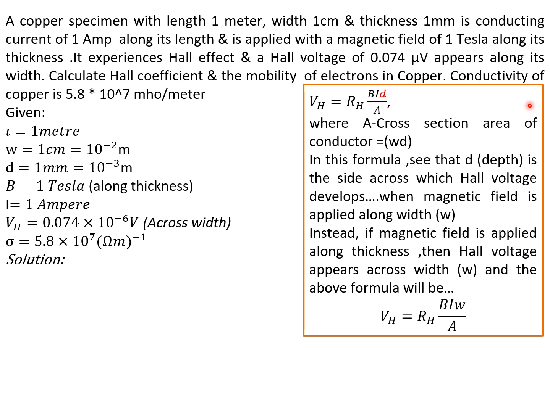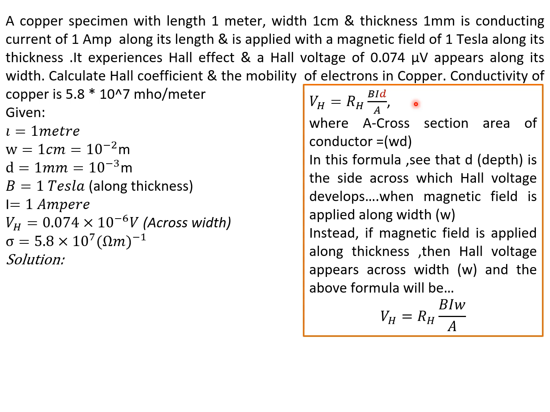So, we need to understand this formula for Hall voltage. Hall voltage VH is equal to RH into BID upon A. What is RH? RH is Hall coefficient. BID upon A. What is A? A is the cross section area of the conductor, which is W into D.